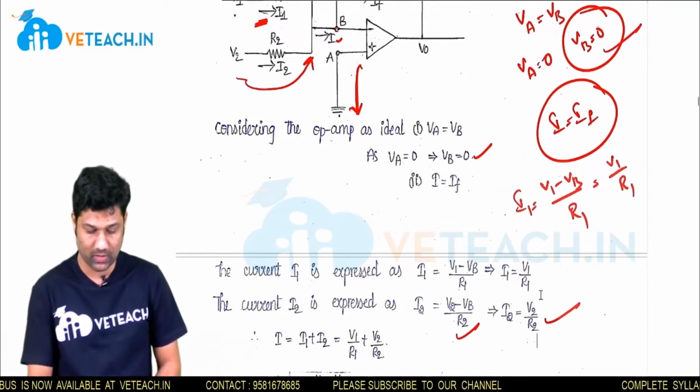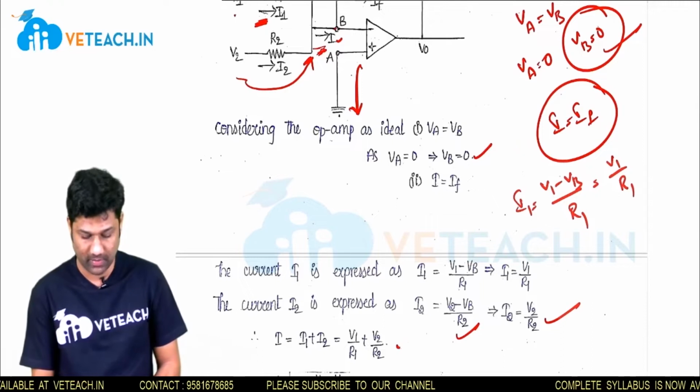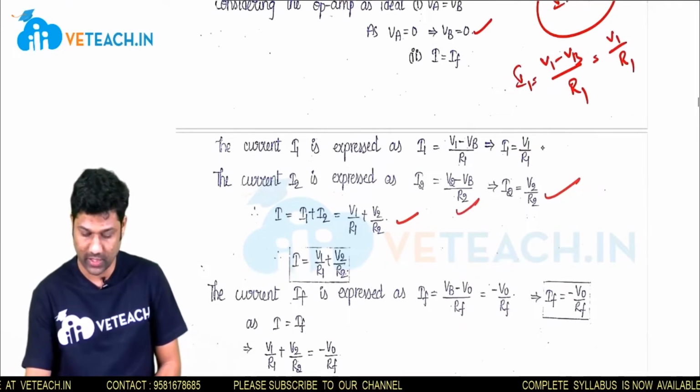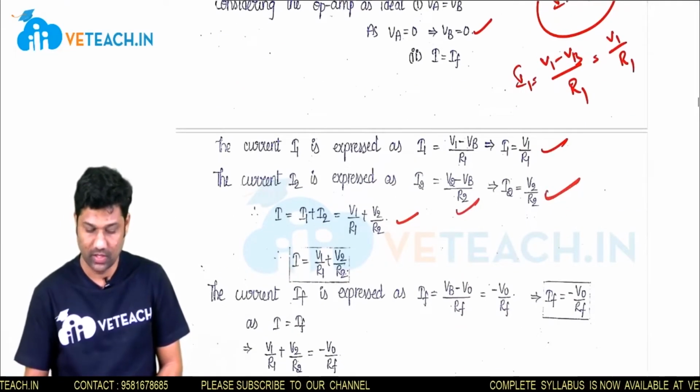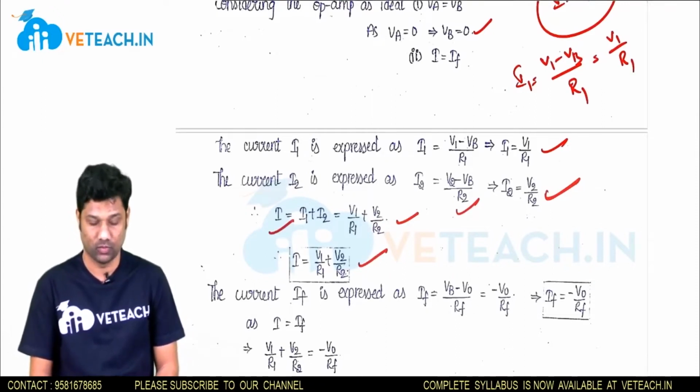At node B, what is the expression of I? I is the combination of I1 and I2. So I is equal to I1 plus I2. We have derived the expression of I1 and the expression of I2. By adding these two, we get I. I is equal to V1 by R1 plus V2 by R2.